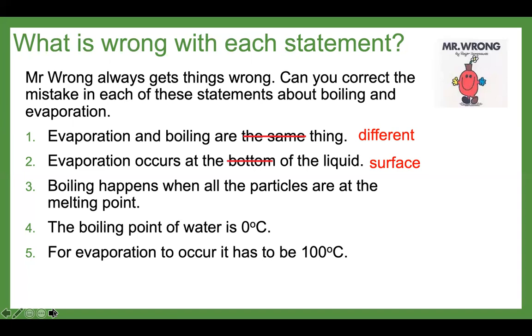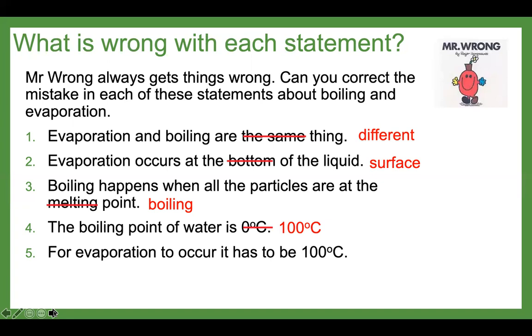Number 3, boiling happens when all the particles are at the melting point. What's wrong here? Pause the screen. Okay, so actually boiling happens when all the particles are at the boiling point. Number 4, the boiling point of water is 0 degrees. What's wrong here? Pause the screen. Actually, the boiling point of water is 100 degrees.